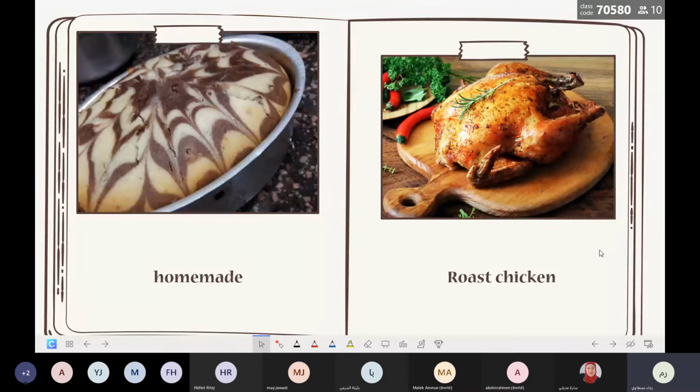Roast chicken. Earlier I talked about grilled, to cook using a grill. Now I will talk about roast. Roast means cooked in an oven.